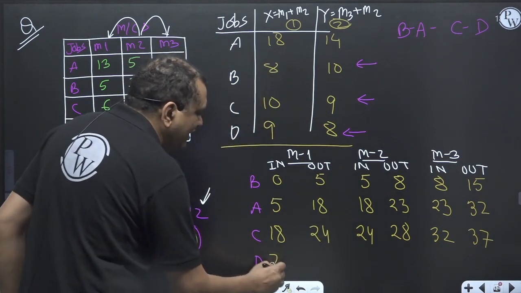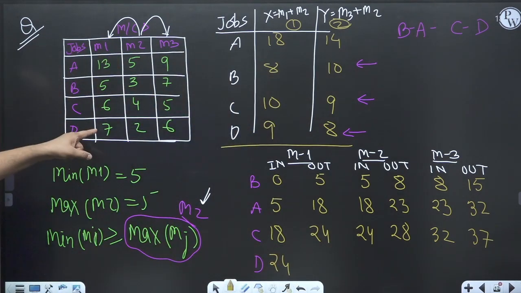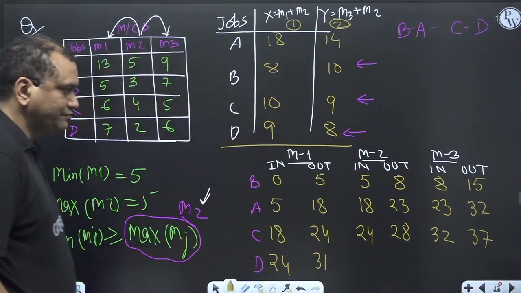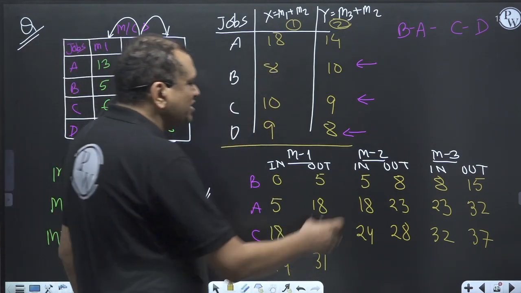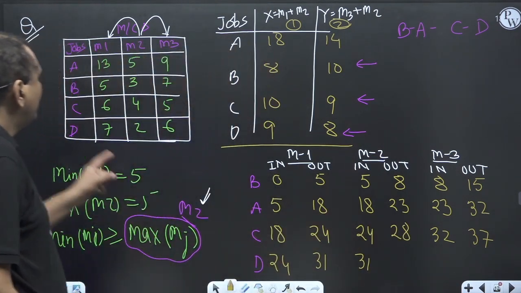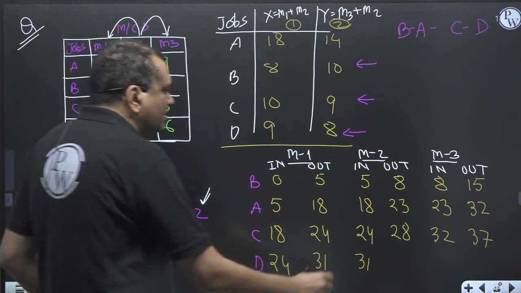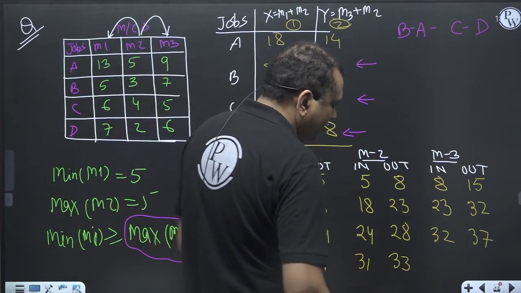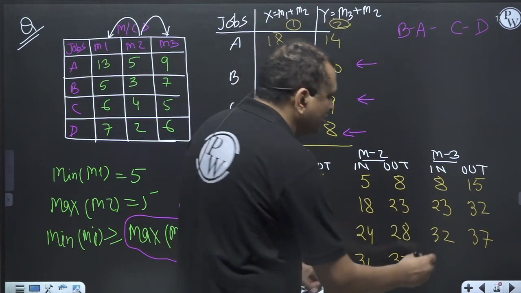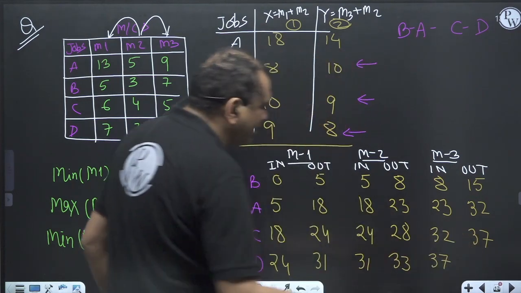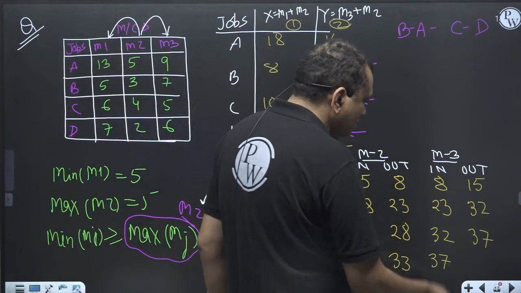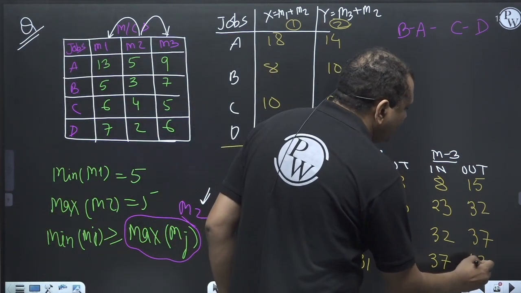Last product D will enter after 24 minutes, consumes 7 unit time, so 31. Again the machine 2 is idle for 3 minutes, consumes 2 minutes, 33. But machine will be available only after 37, so 37 directly it will enter into D, consume 6, 43.